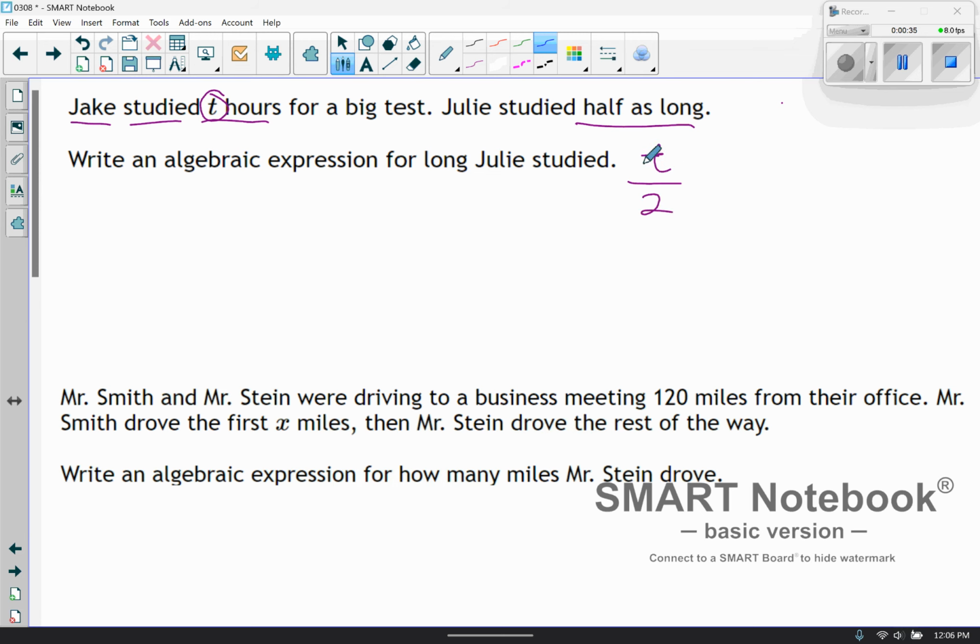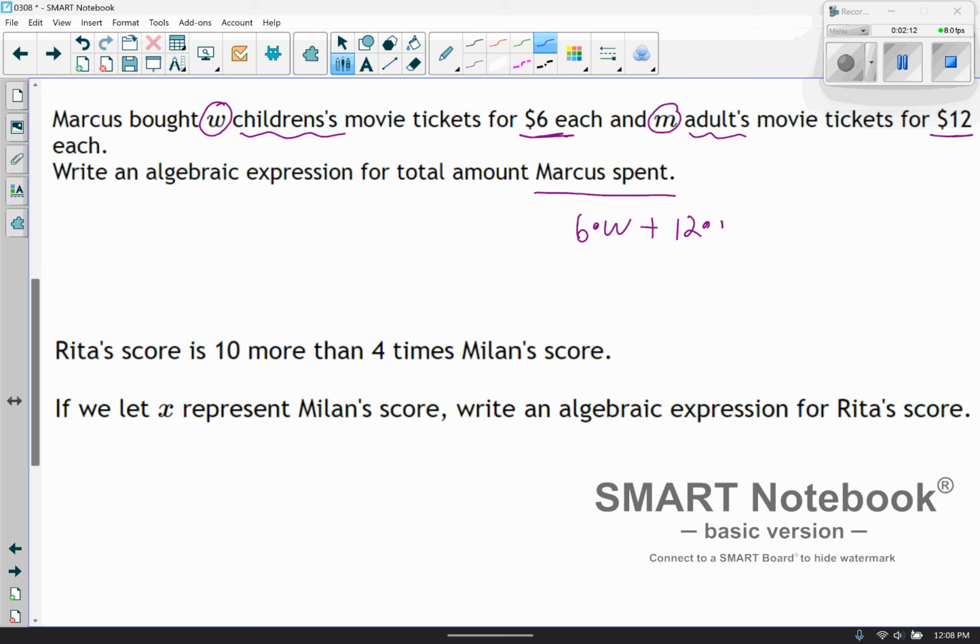All right, next, let's see. Marcus bought W children's movie tickets for $6 each and M adult tickets, and those cost $12 each. Write an algebraic expression for the total amount Marcus spent. So let's see. We don't know how many he bought. So we use W for that, but we know that each children's ticket was $6. So we're going to multiply 6 times W for every children's ticket. Plus, then he paid $12 for each adult ticket. So 12 times M in this case, because M stands for the number of adult tickets that were purchased. And there we go.